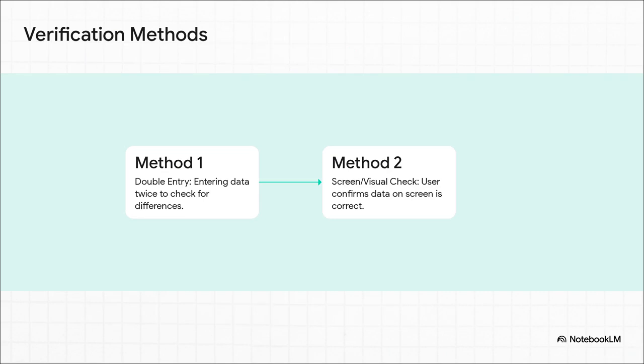So how does a computer check if you made a typo? Well, it usually uses one of two very simple methods. The first is called double entry. It just makes you type it in twice. The second is even simpler. It's a visual check where it just shows you what you typed and asks, hey, does this look correct?